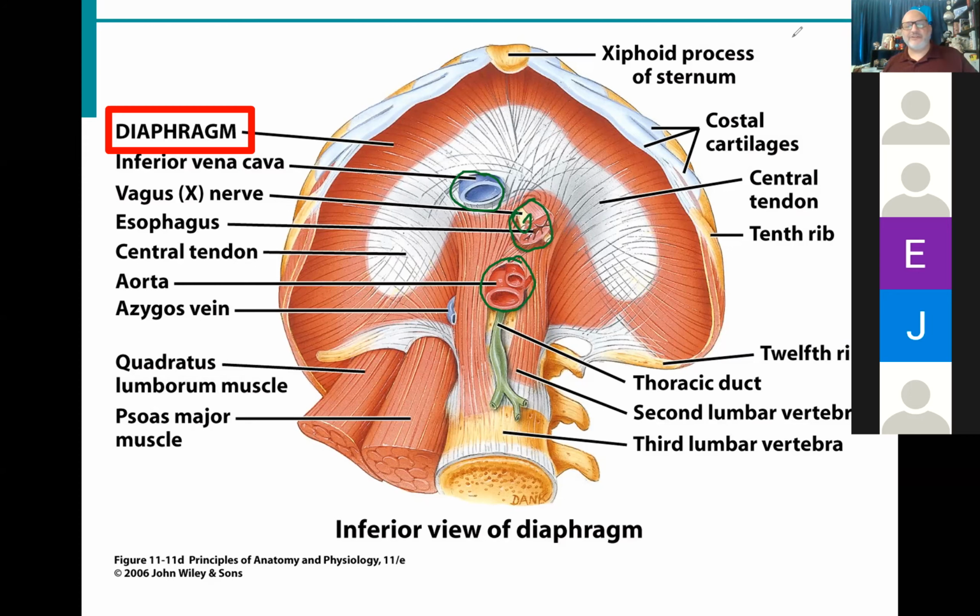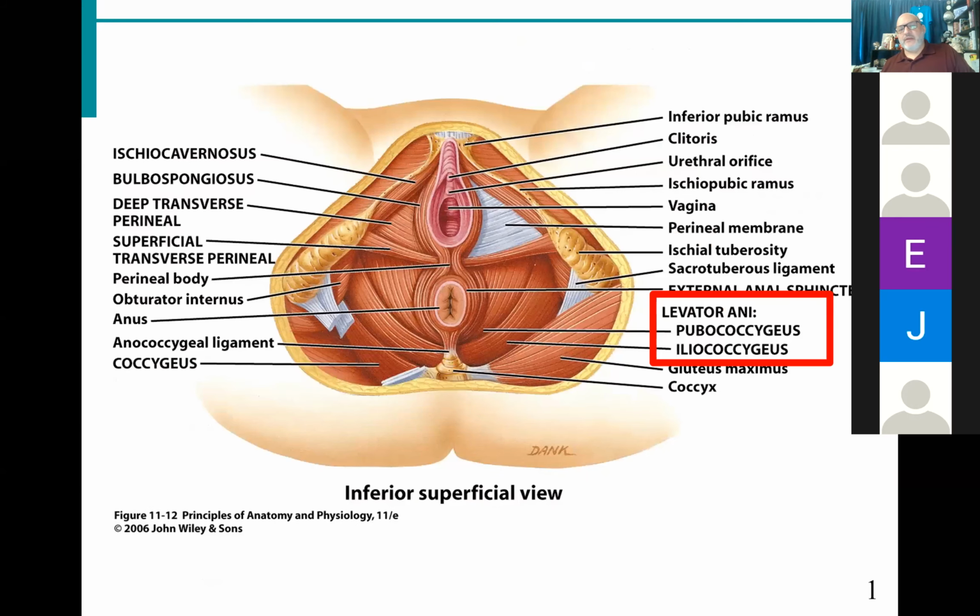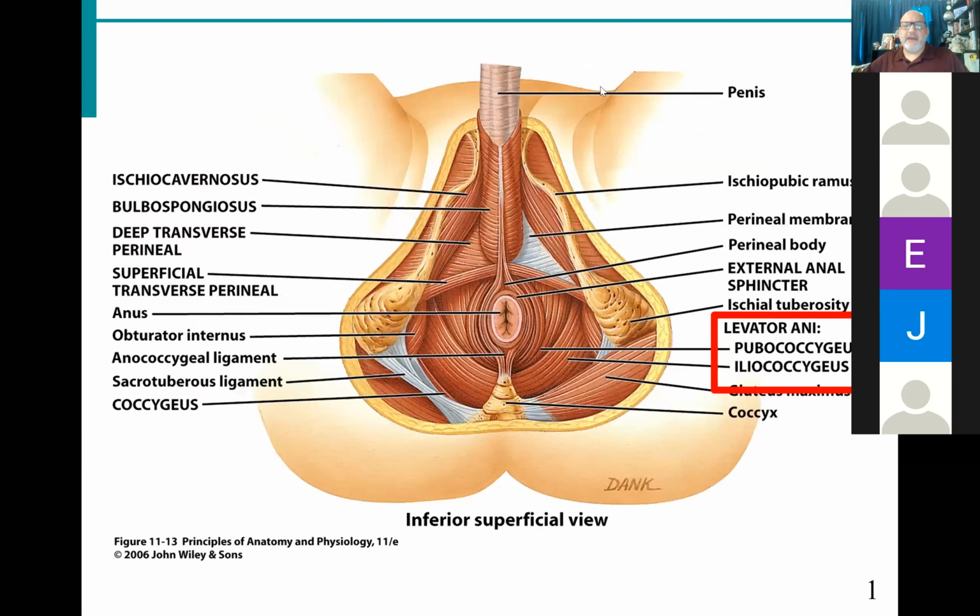Now, this muscle is the diaphragm, but it turns out we have another diaphragm, a urogenital diaphragm. The urogenital diaphragm, just like your diaphragm supports the organs of the thoracic cavity, supports the organs of the pelvic cavity. Here we see the female version, but males have it as well.